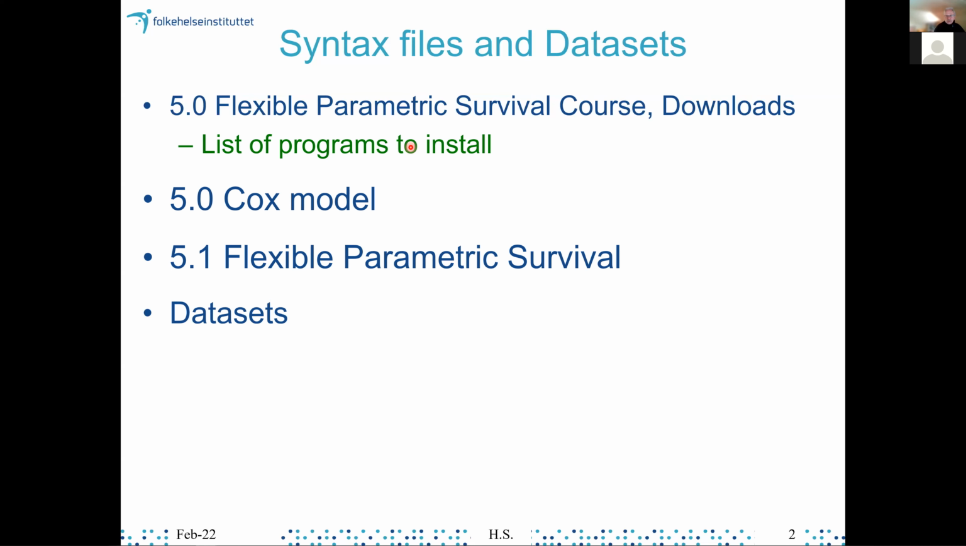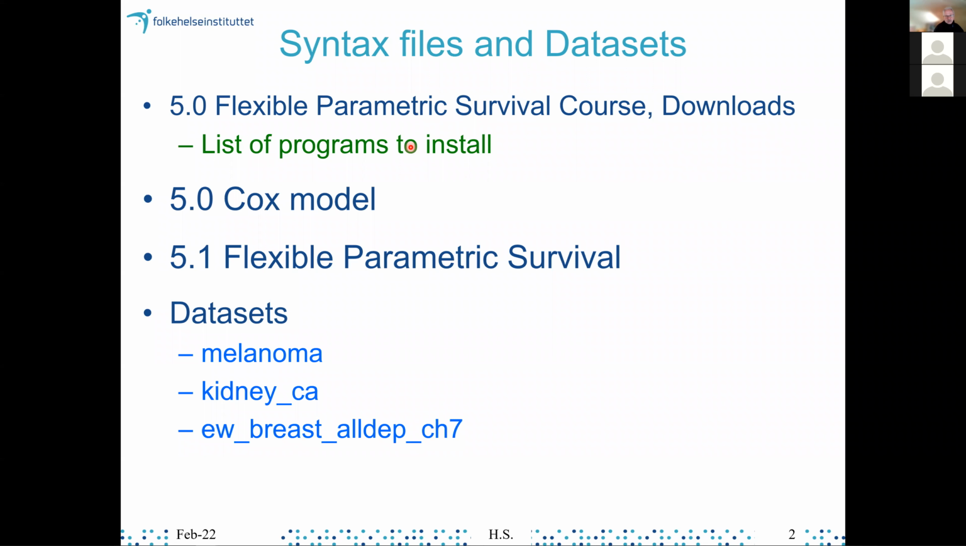There are also 3 data sets that we will be using a lot. One on melanoma cancer, one on kidney cancer, and one on breast cancer. Again, these are on the home page.